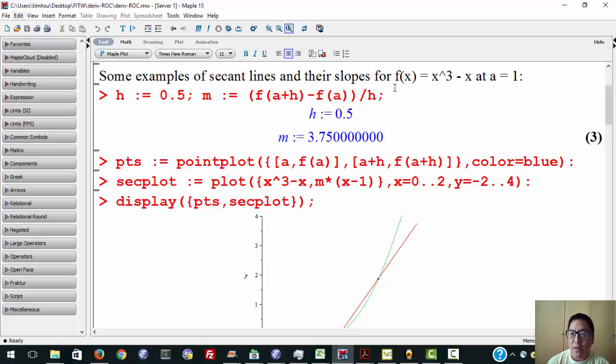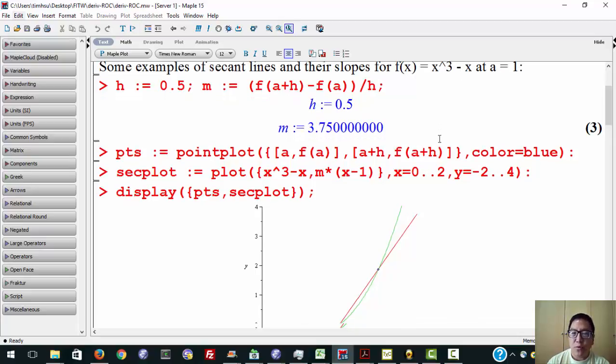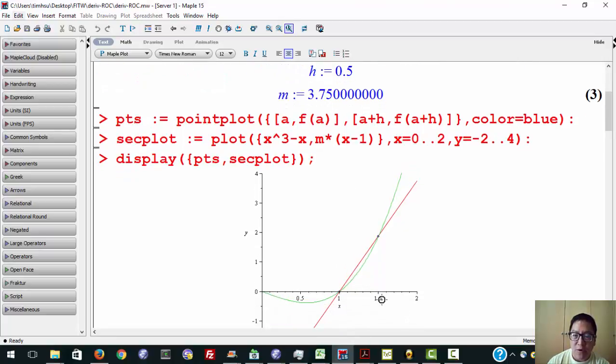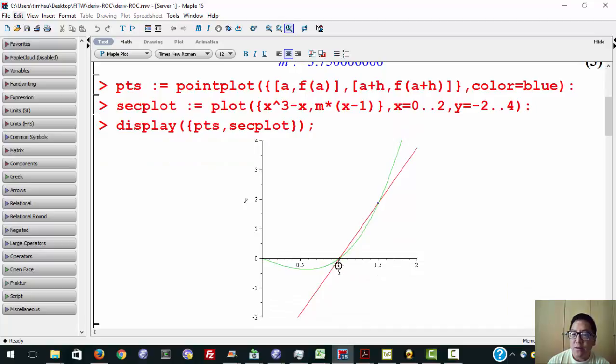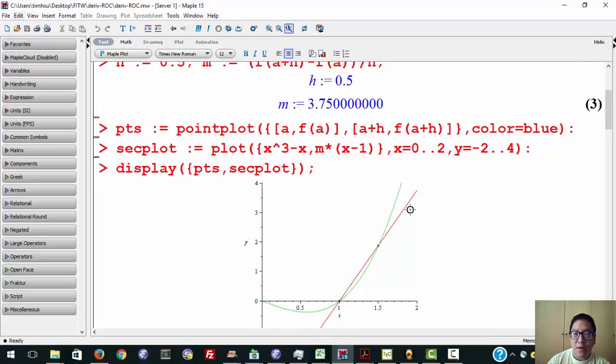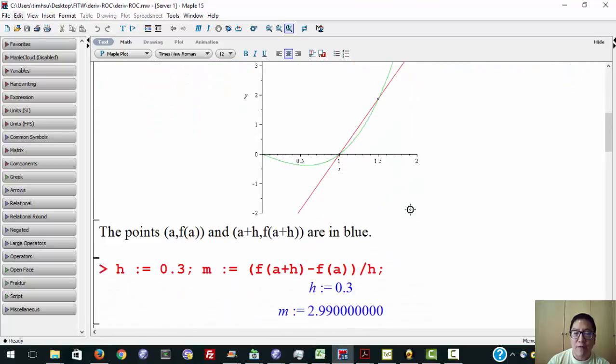Now, to illustrate all that, here are some examples of secant lines and their slopes. For a particular example, f of x equals x cubed minus x, and a equals 1. When h is equal to 1/2, the slope you get, f of a plus h minus f of a over h, is 3.75, or 3 3/4. Here's a picture of the corresponding secant line. This goes from a equals 1 to a plus h equals 1.5. The point of the secant line is you connect the dots.